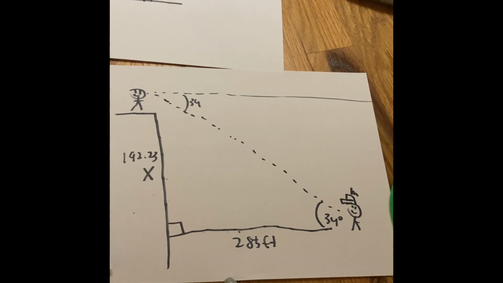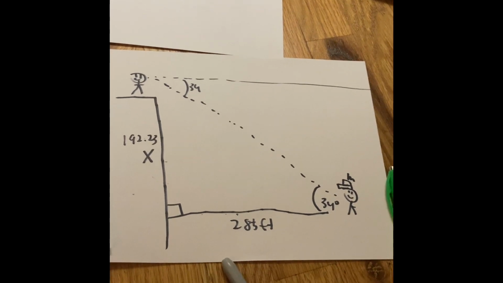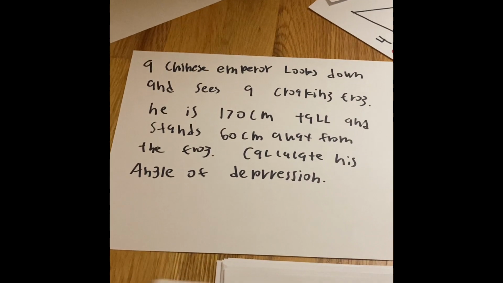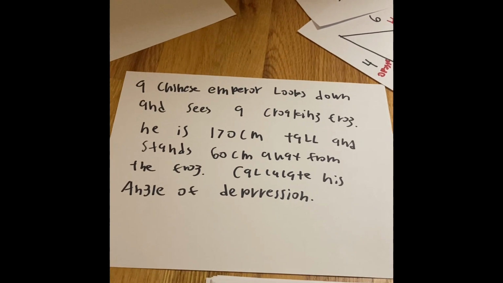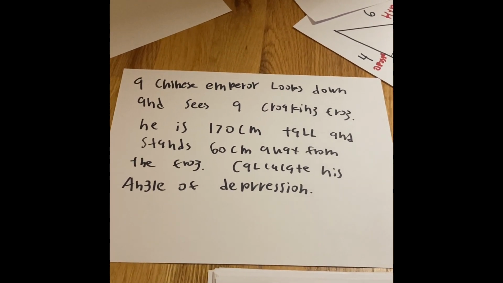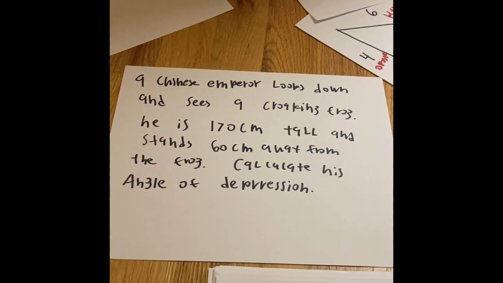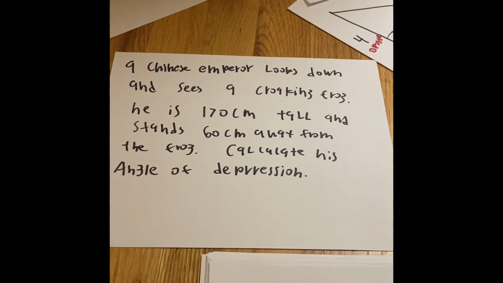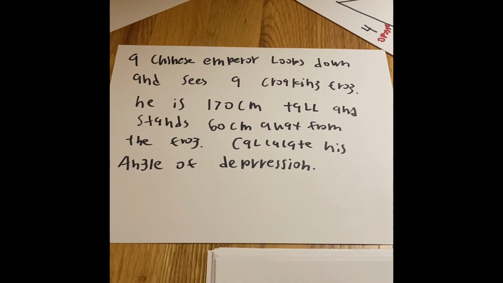We have figured out how to do sine, cosine, tangent on finding the length of a triangle in a word problem. But what if we go to our next word problem? Oh! A Chinese emperor looks down and sees a croaking frog. He is 170 centimeters tall and stands 60 centimeters away from the frog. Calculate the angle of depression.